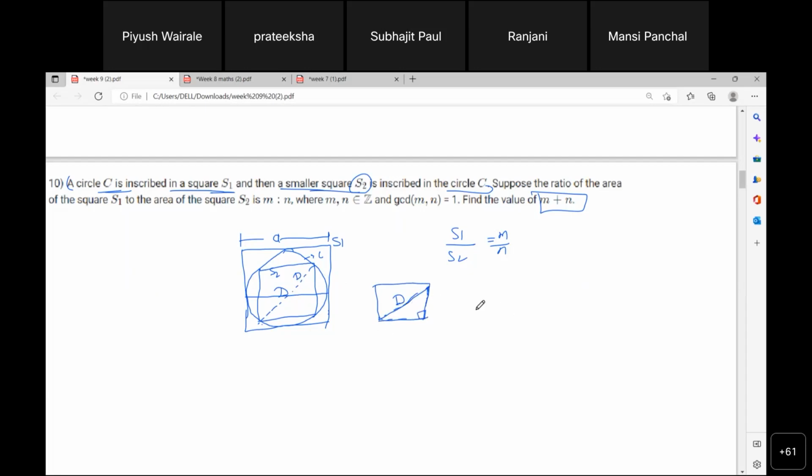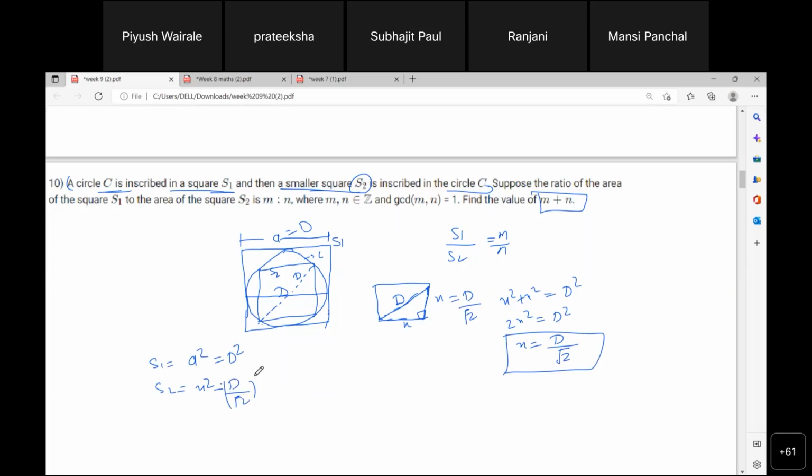Now if this is the diameter d of this particular circle, then what should be the length of the side of this square? Angle is 90 degrees, so let's say the side is x. I can apply Pythagoras theorem, that is x square plus x square equals d square. So 2x square equals d square, so x equals d by root 2, right? And here A is equal to d. So simply put, what is the area of square S1? And S2 will be x square, that is d by root 2 whole square, which is d square by 2.